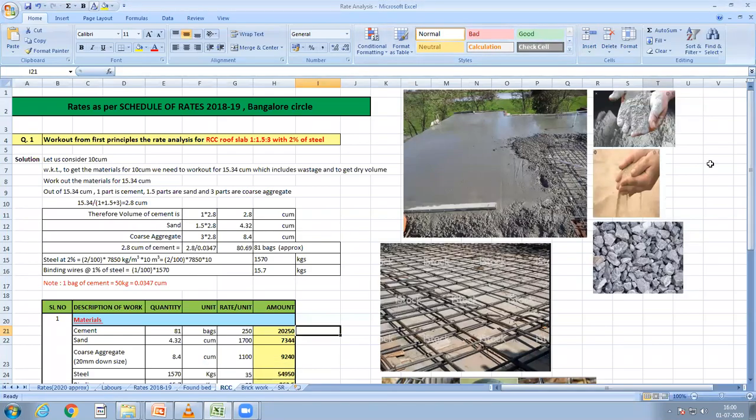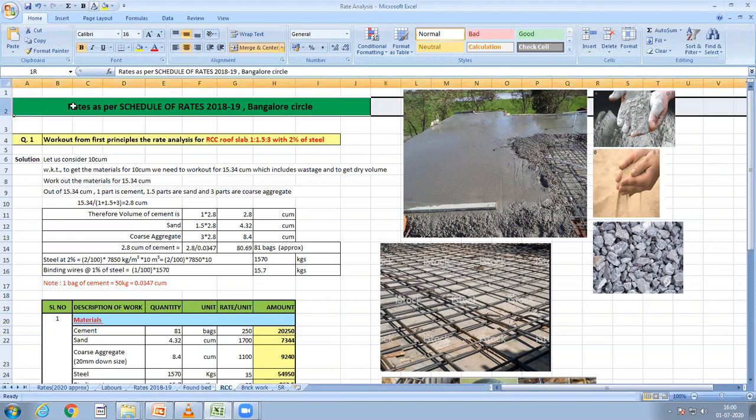Hello students, now we are in the process of learning rate analysis. Let us start the second problem. As I said earlier, you have to write this heading at each and every problem. In each and every problem, before you start the solution, you have to write this. The rates are taken as per Schedule of Rates 2018-19 Bangalore Circle.